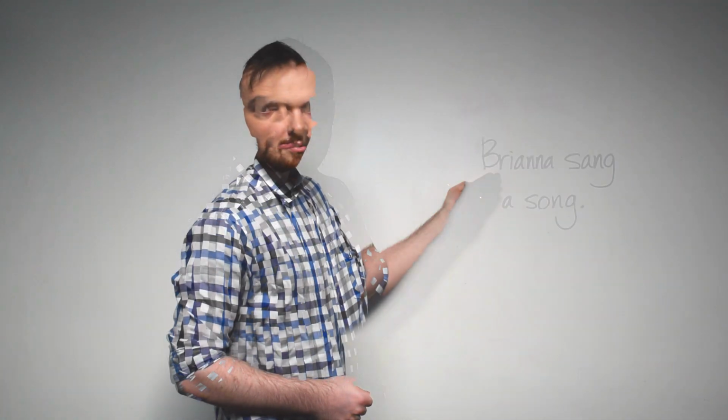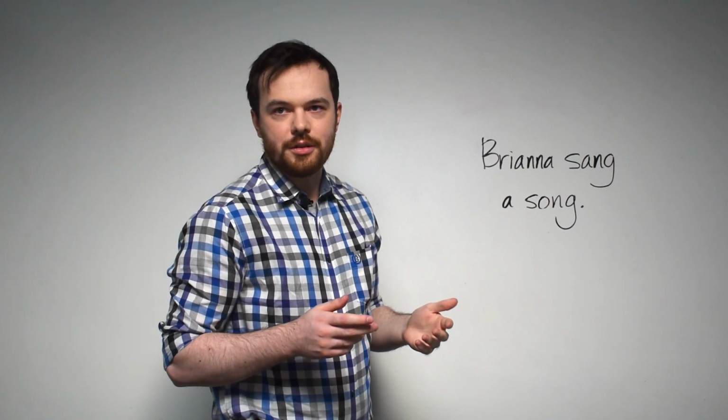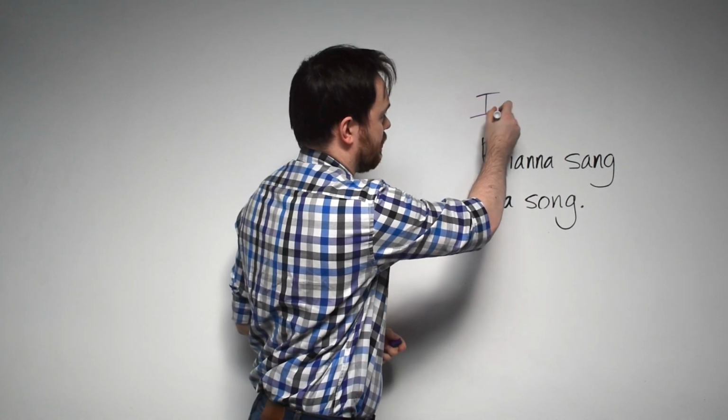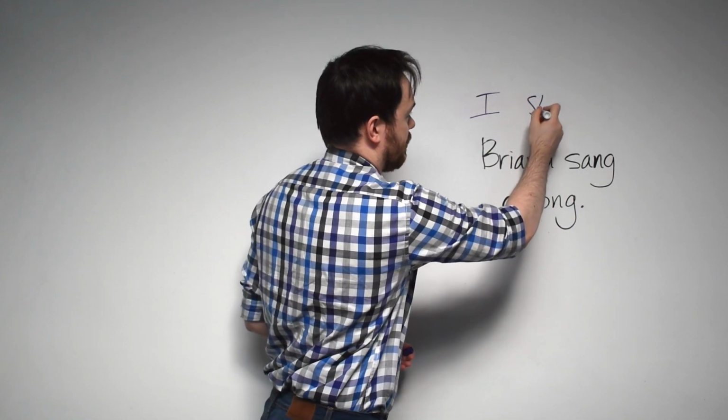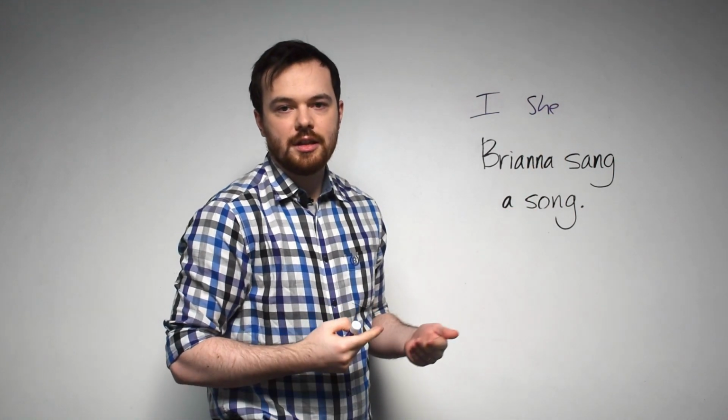So let's say we want to write the sentence, Brianna sang a song. We could change the noun to a pronoun. We just have to make sure that we use the right case, so the subjective, objective, or possessive. In this example, we could use I, if I was Brianna and I was singing the song, or we could use she. She sang a song. Both of these cases work because I and she are subjective. They show that Brianna is the one singing the song. We couldn't say her sang a song though, because her isn't a subjective pronoun.